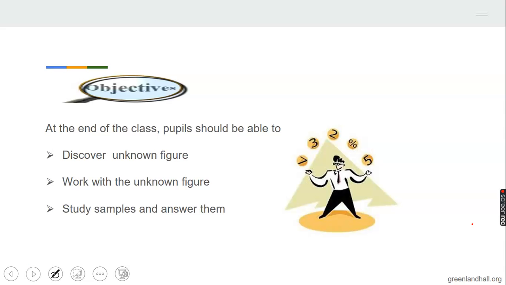Now at the end of this class, you should be able to discover what unknown figures are. In some questions, you'll be able to look critically at the question and figure out the unknown figure in that question. You should also be able to work with that unknown figure. You should be able to know where to add it, where to subtract it, where to divide, and where to multiply. Then you should be able to study samples very well and answer questions on symbols and on the unknown. You should be able to study a question very well and know that, wow, there's an unknown figure in this question, and let's try and figure out that unknown figure, and then be able to answer the question and get the correct answers clearly.